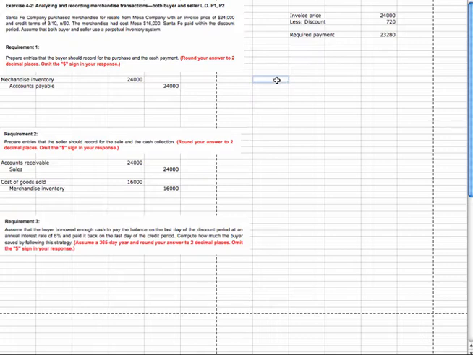So when Santa Fe makes that payment and they take the discount, they're no longer going to owe that accounts payable. So since we increase the liability with a credit, we're going to decrease the liability with a debit. So we're going to debit accounts payable for $24,000 because we're going to make that payment and we no longer owe that bill. Now, how much cash did we pay? Well, we showed up here that we're going to pay $23,280. So we're going to reduce our cash account by $23,280.